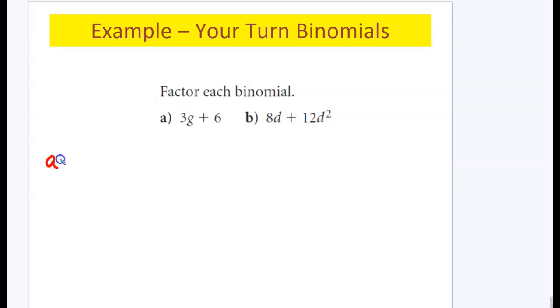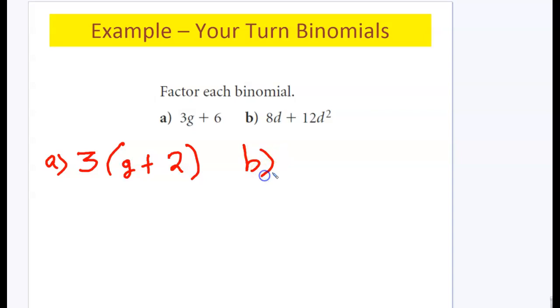Well, hopefully you've had a chance to try these. In question A, I'm hoping you found that the greatest common factor was 3. When you divide 3g by 3, you're left with g. And when you divide 6 by 3, you're left with 2.